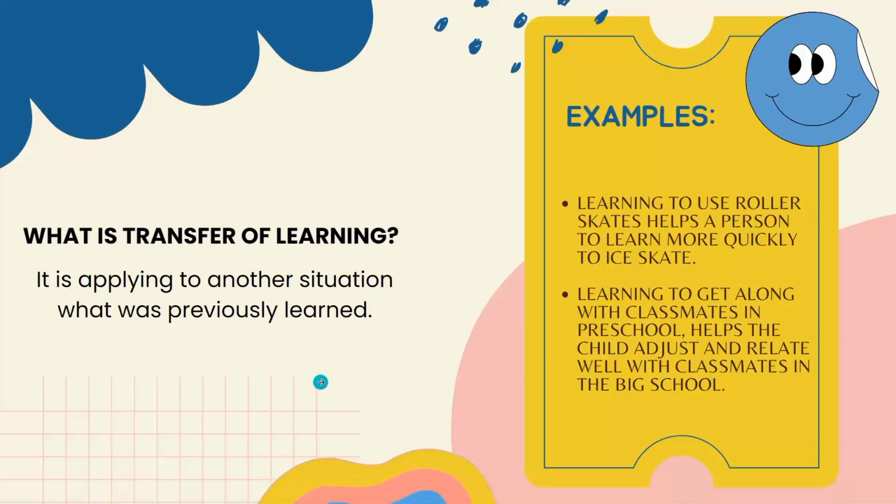So, what is transfer of learning? To summarize, it is applying to another situation what was previously learned. So, here are a few examples of transfer of learning. Learning to use roller skates helps a person learn more quickly to ice skate. The second one is learning to get along with classmates in preschool helps the child adjust and relate well with classmates in the big school.